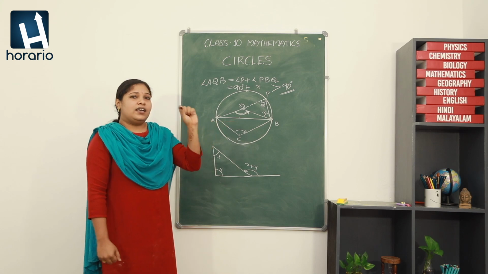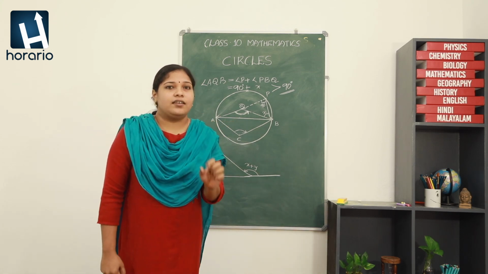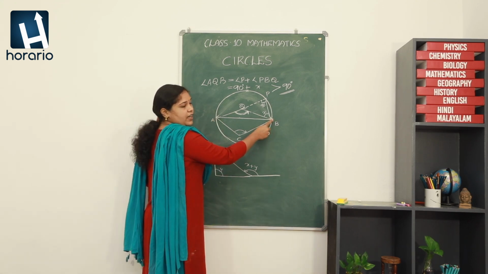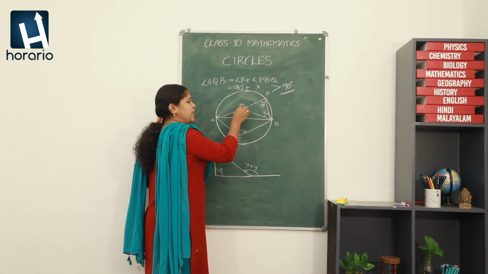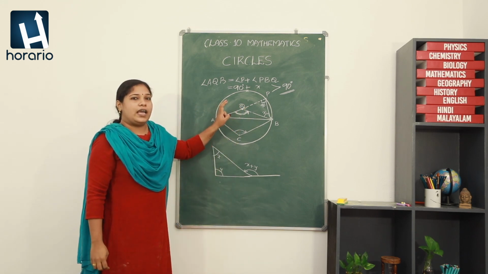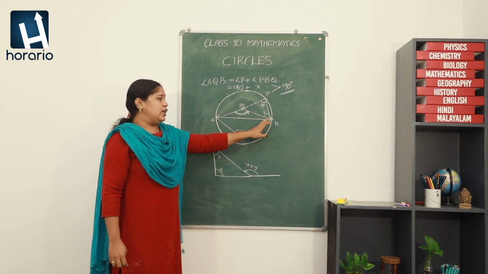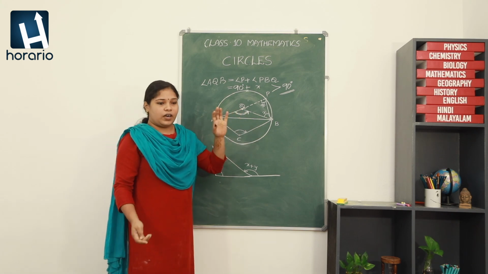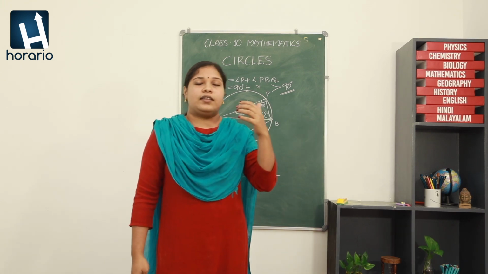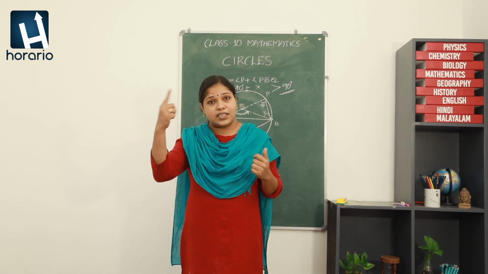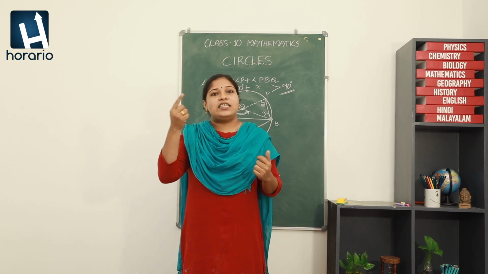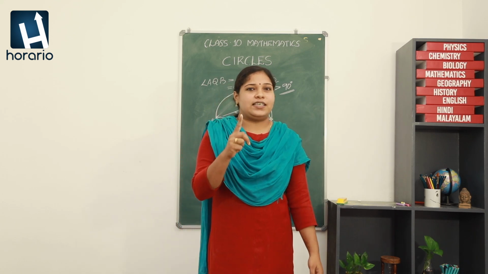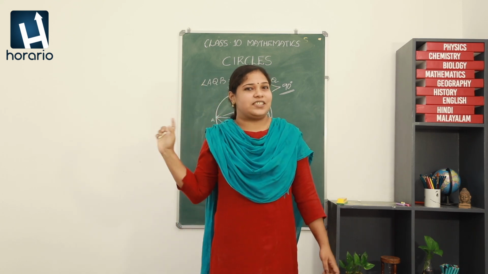So, what have we seen? If we join the end points of a diameter of a circle to a point inside the circle, the angle is more than 90. So, what are the things that we have learned? If we join the end points of a diameter to a point on the circle, the angle is 90. Inside the circle, the angle is more than 90. And now, one question arises: what happens if the point is outside the circle?